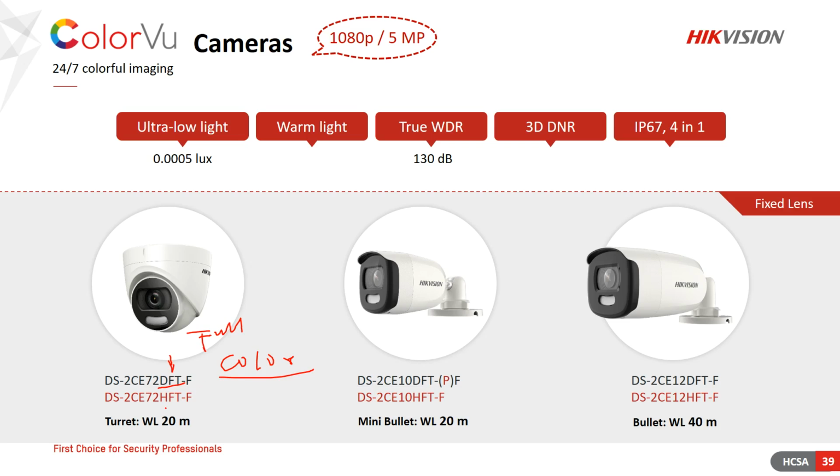And HFT also means the color view camera, but H means 5 megapixel. I mean higher resolution, 5 megapixel. But D here means it is 2 megapixel. Just different resolution of the color view camera and different shapes, different appearances.